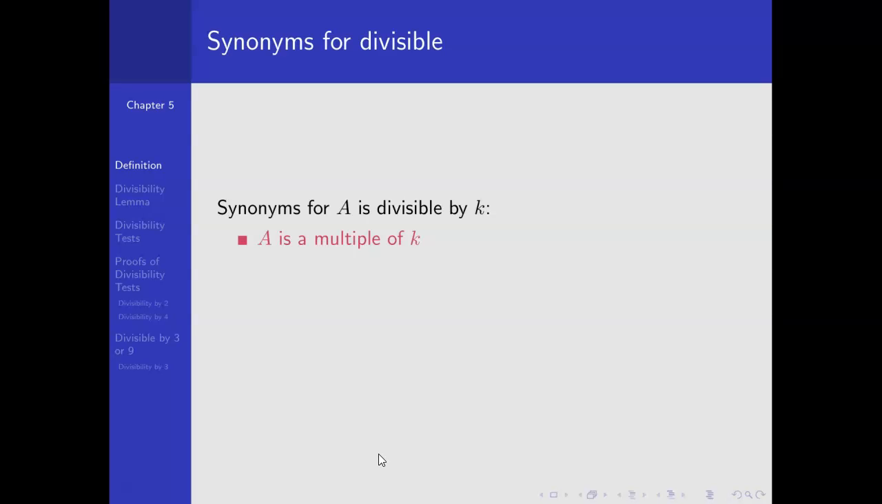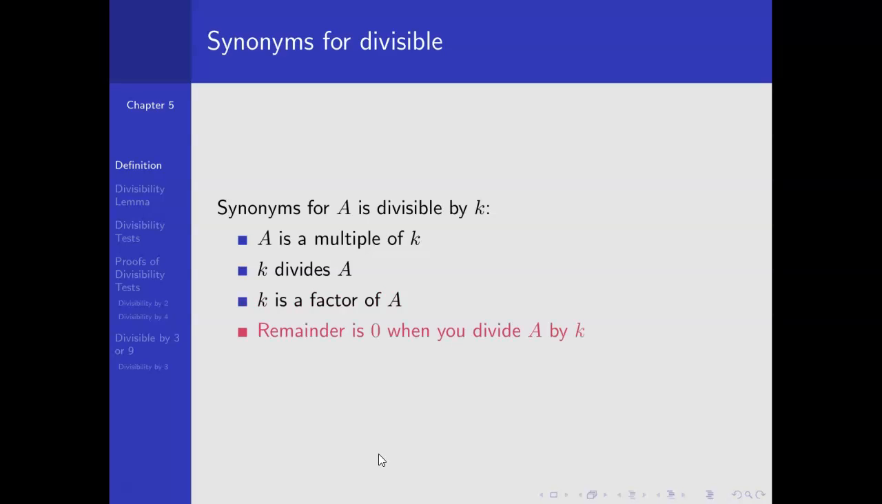It's helpful also to know some synonyms for divisible. So we've got a few here. And at any point that you need to on the handout, pause, fill some things in. This is a spot to pause and fill some things in. First, A is a multiple of K. K divides A. K is a factor of A. And we get remainder 0 when you divide A by K.